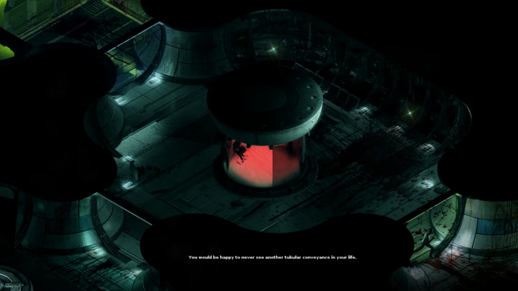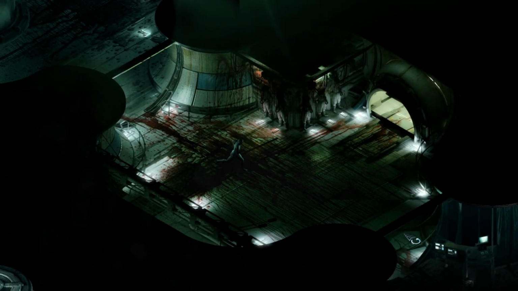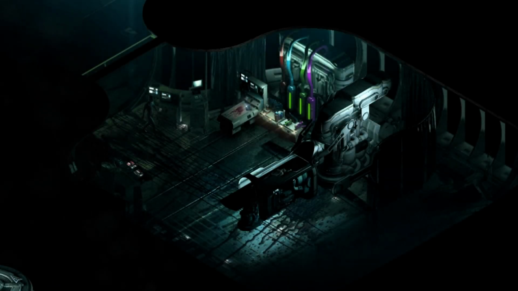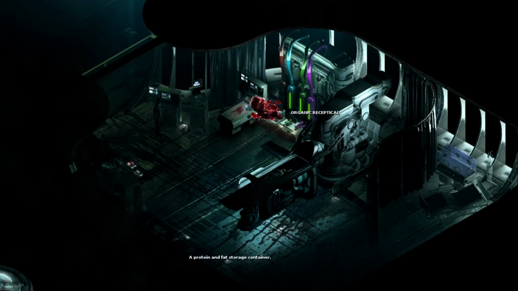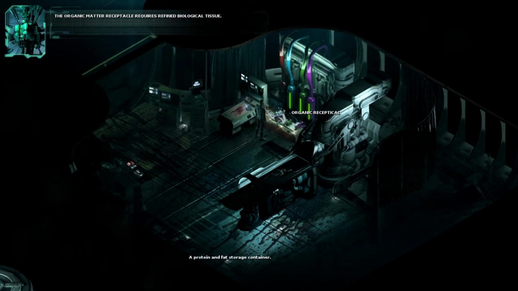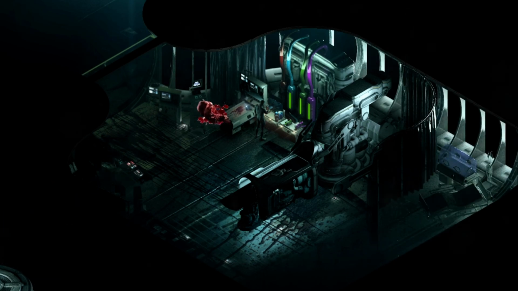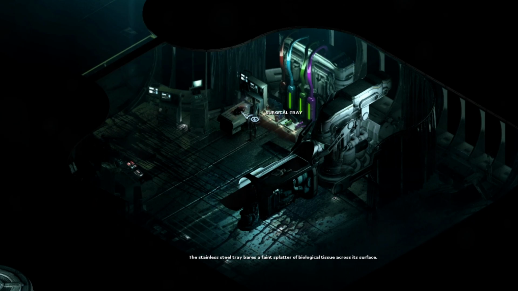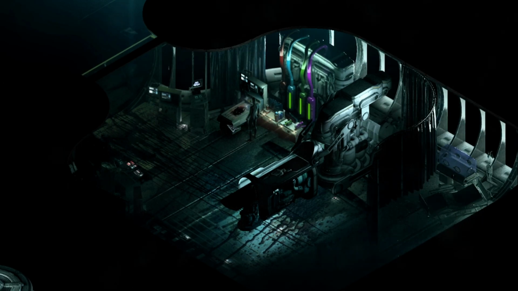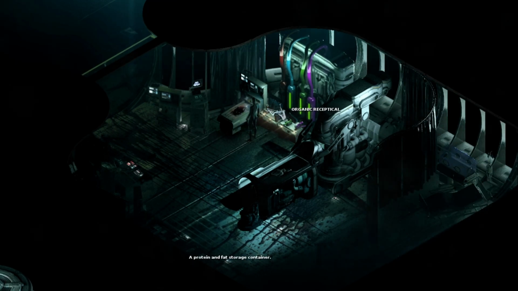Alright, so maybe carving that guy up is not a real plan, as far as biological matter goes. And when I try to put this stuff in, it says it's not refined, right? Maybe I can refine it somehow. The organic matter receptacle requires refined biological tissue. Oh wait, actually, can I do surgery on it? The stainless steel tray bears a faint splatter of biological tissue across its surface. Sick.